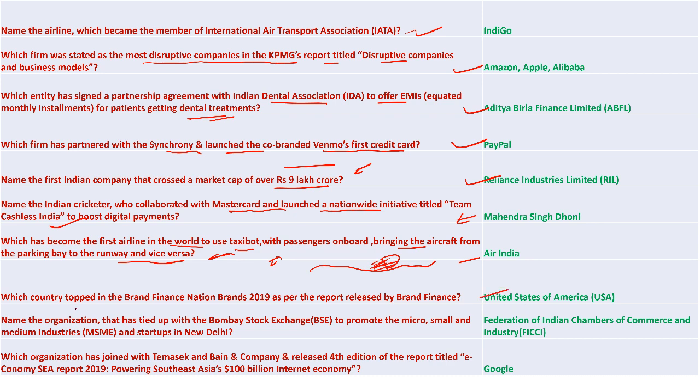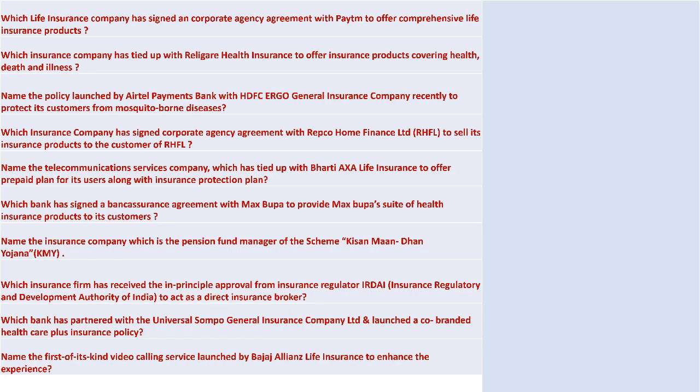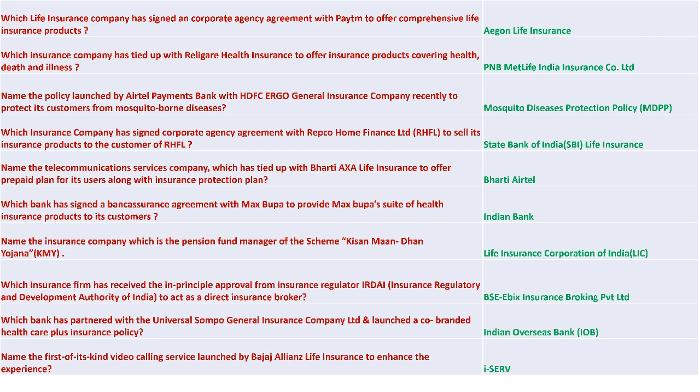United States of America has topped the Brand Finance National Brand 2019 as per the report released by Brand Finance. FICCI is the organization that has tied up with BSE to promote micro, small and medium enterprises and startups in New Delhi. Google has joined with Temasek and Bain & Company and released 4th edition of report titled e-Conomy Southeast Asia Report, powering Southeast Asia's 100 billion internet economy, which we saw in previous slides. Try these. Okay, here are your answers.